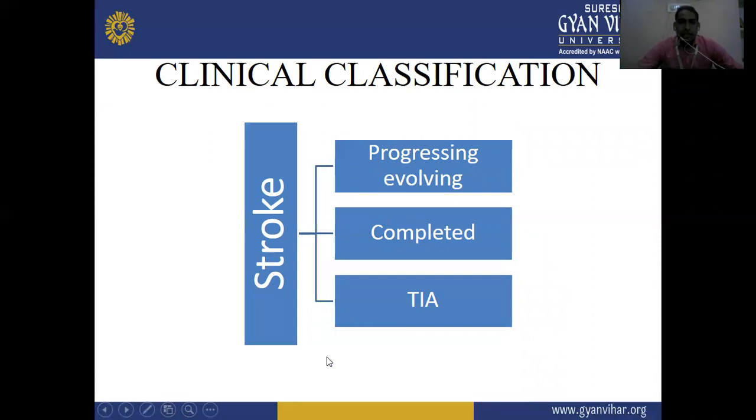Next one is clinical classification. Clinical classification of stroke is further divided into three types. First one is progressing or evolving stroke, second one is complete stroke, and third one is transient ischemic attack.